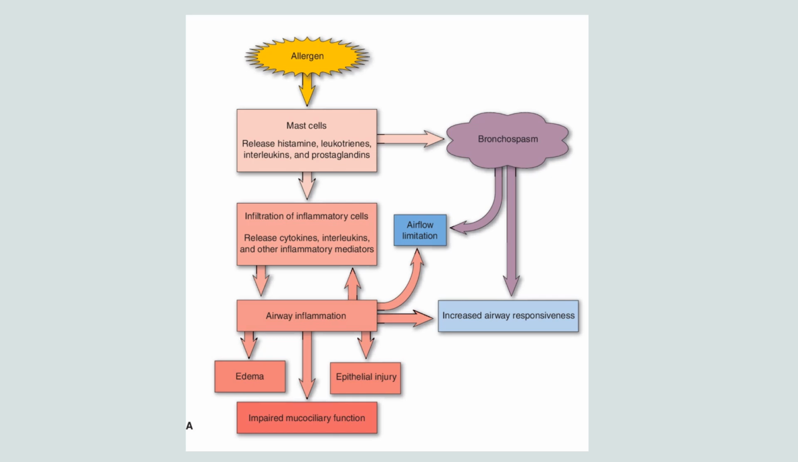Then you have simultaneous bronchospasm, and then this infiltration, this massive wave of inflammatory cells coming into the area. Okay. Then we have airway inflammation, which limits airflow in, edema, epithelial cell injury, and then impaired mucociliary function. All of that cascade contributes to chronic inflammation in the airways.